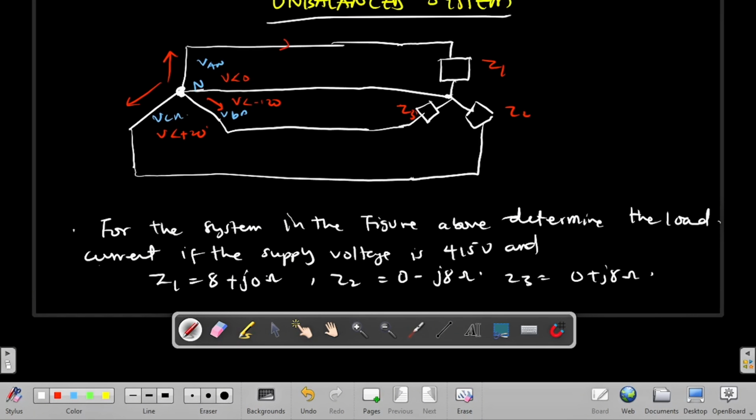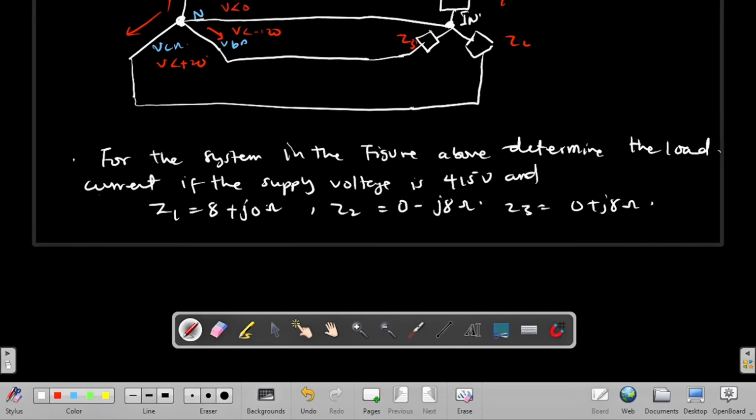So look at the problem. It says that for this system you see here, this is the load, right? An unbalanced load. So that we have 8, a purely real number. We have Z2, which is 0 minus j8. We have Z3, 0 plus j8. How do we find the load current here, if the supply voltage is that? So we need to find the current in each phase, as well as the current in the neutral, IN. Also important. So let's solve and see.